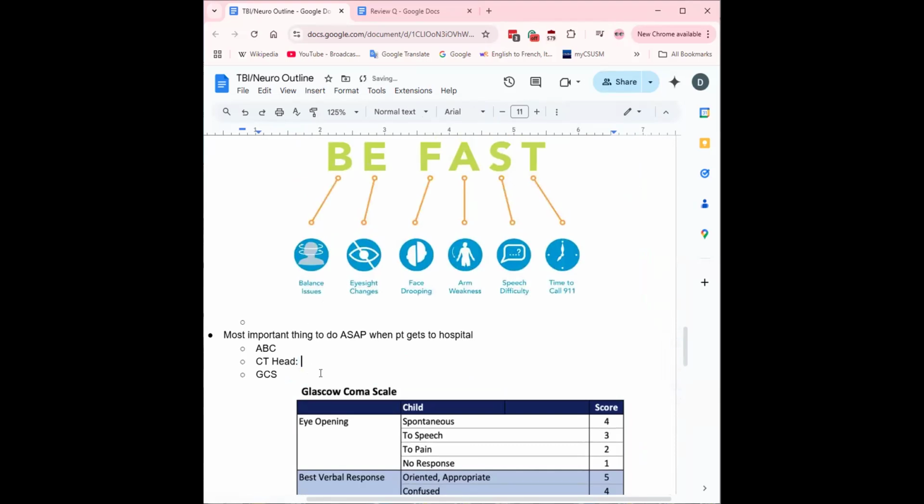So the CT of the head is there for them to be able to see if this is a hemorrhagic stroke or an ischemic or an embolic stroke. The main purpose of it is that if it's a hemorrhagic stroke, they can't use a lot of the medications, like a lot of the treatment that they can with the ischemic stroke. So it's to determine if this is going to be an ischemic versus hemorrhagic.